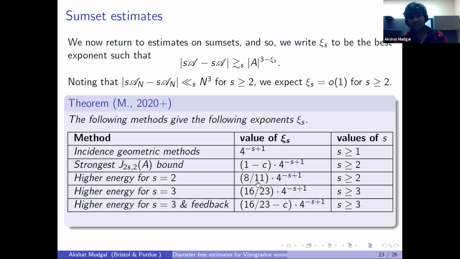But using higher energy, you can get a much better constant. You get an explicit 8 by 11. And in fact, if instead of applying higher energy for 2A minus 2A, you apply it for 3A minus 3A, you get an even better constant. But this is only true for s greater than or equal to 3. So for 2A minus 2A, this is still the best bound. But for larger values of s, you can apply higher energy directly and get better exponents as you go on. And then you can take these, put them back into third energy, feed them back. And so our main result can do slightly better than the higher energy results themselves.